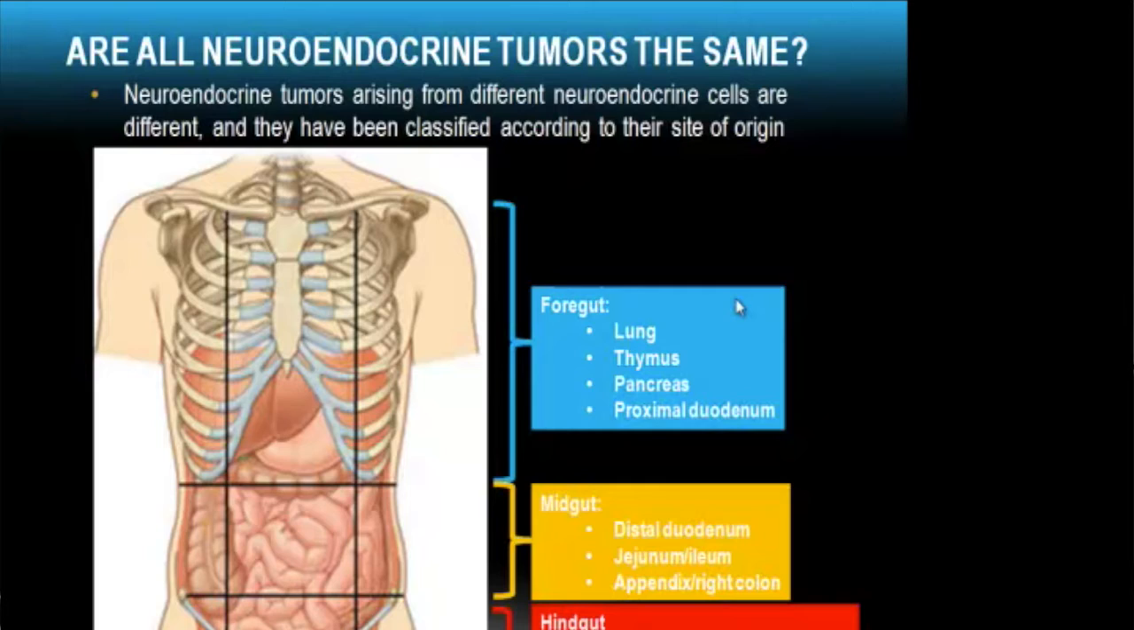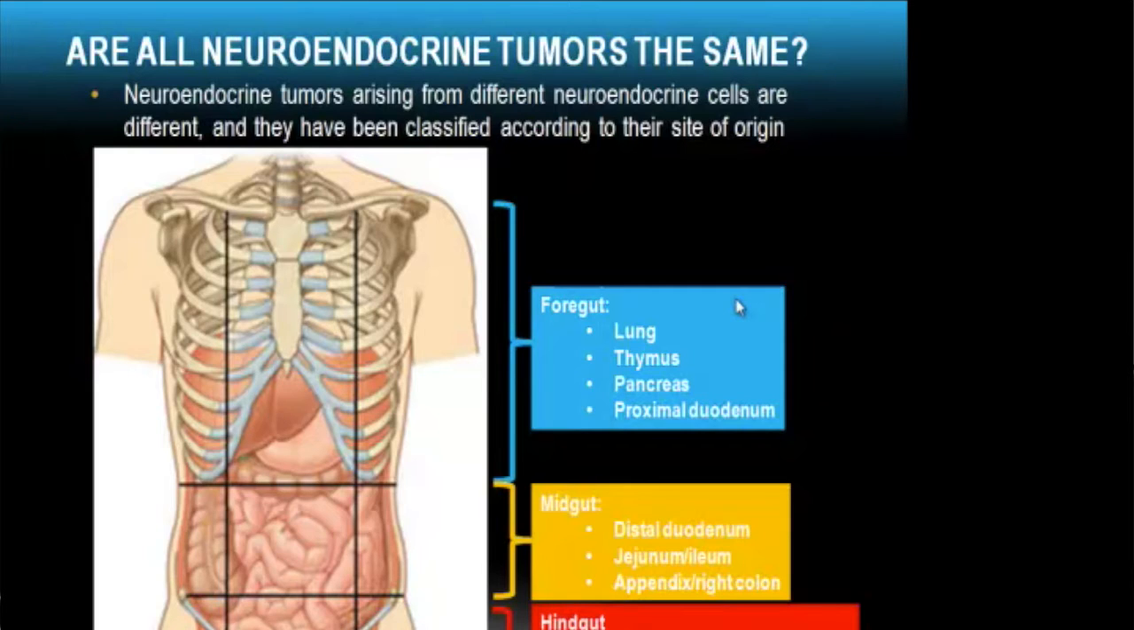So in general, we classify neuroendocrine tumors into three big groups based on their site of origin. I show you in this slide. Here I have foregut, mid-gut, and hind-gut neuroendocrine tumor, three groups.